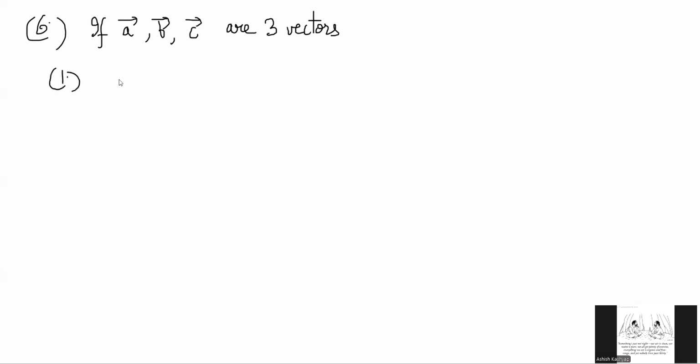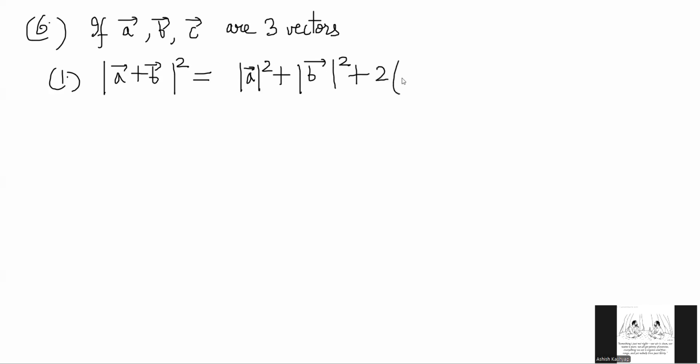The next thing is an important property. If A, B, C are three vectors, then what we can prove is mod of A plus B whole square is equal to mod of A square plus mod of B square plus 2 times A dot B. This is the first property. How do I get this?